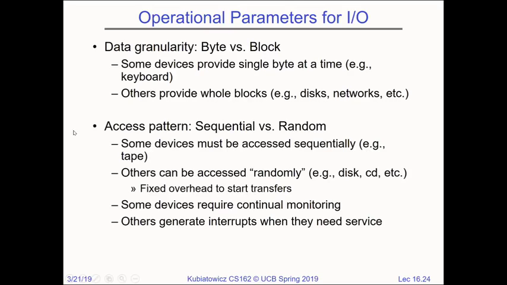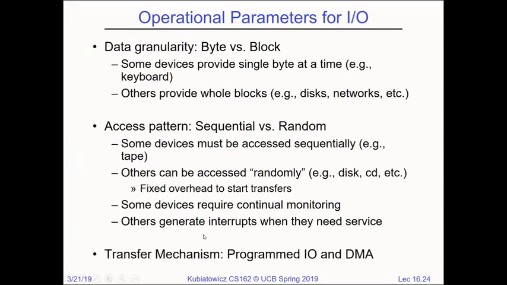Okay, so dealing with byte versus block devices is going to be important. We're also going to wonder about access patterns. Sequential I/O is very common for things like videos, right? You start at the beginning of a file and you work your way through sequentially. Random might be a database where you have to grab things in random order. Some devices have to be monitored continuously. Others generate interrupts when they need service. How do we transfer from the device into the processor? Programmed I/O, DMA, etc.